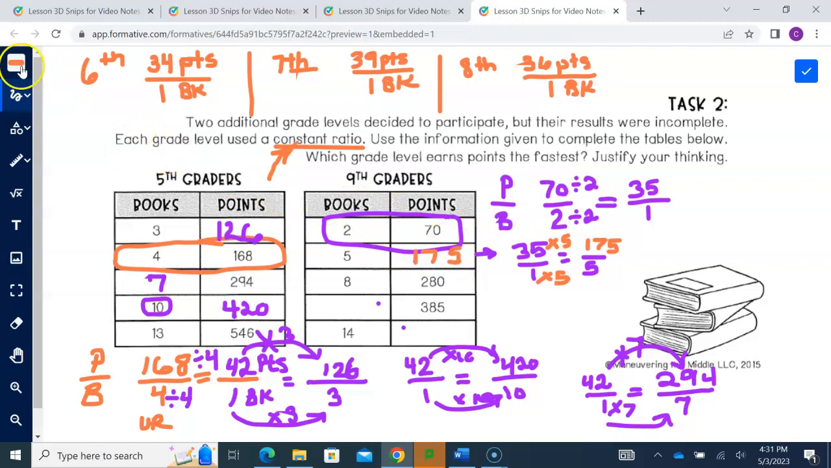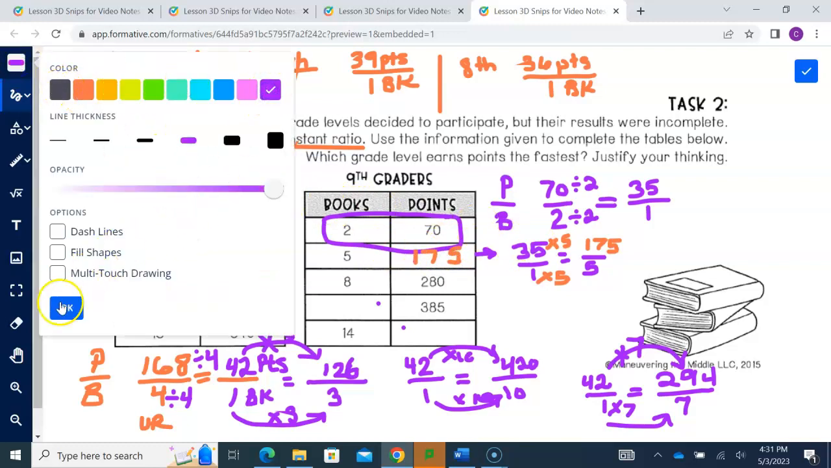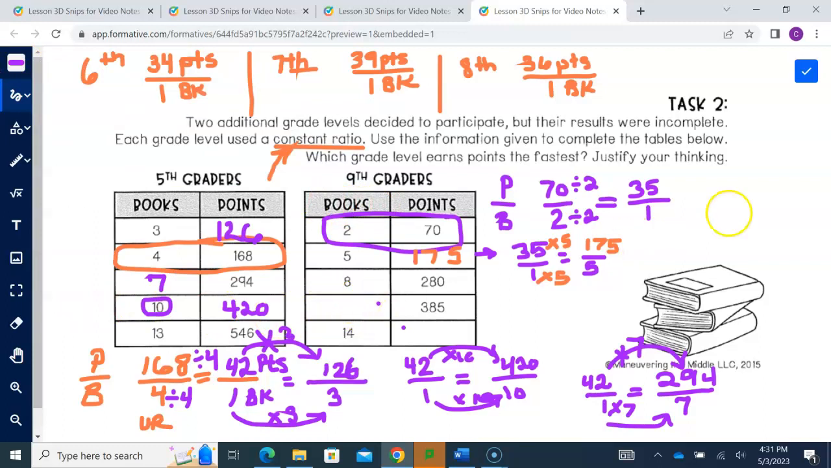Okay, and then I'm going to start with my 35 to 1 again. And I need to find this missing value. So it's 35 to 1. And I've got to scale this up to 385 points. So I have to figure out how many times 35 goes into 385. And what I find is it goes in 11 times.